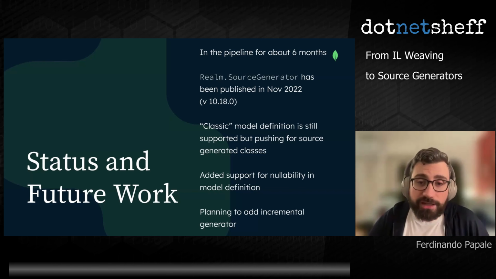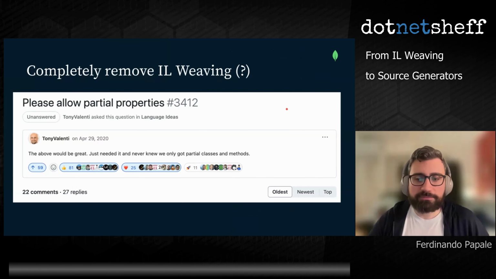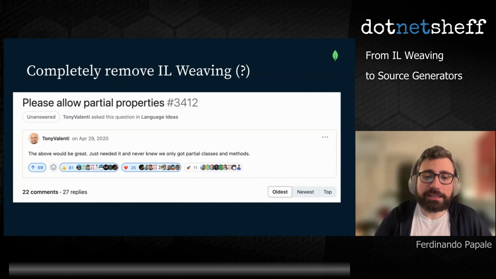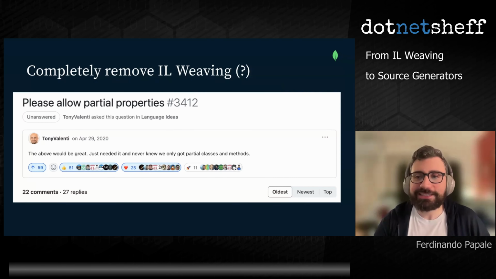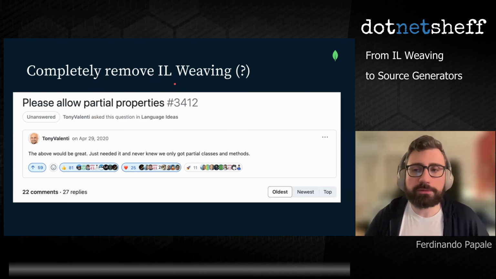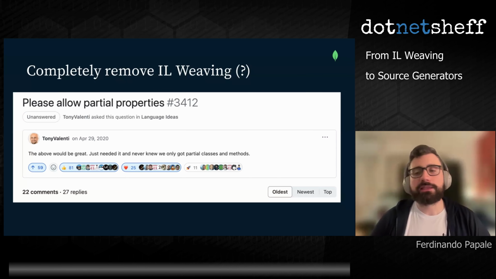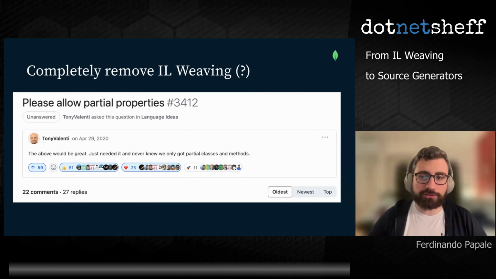There is another thing that we really love to do, but it unfortunately doesn't depend on us, and that is completely removing IL weaving. So this is something that is obviously not in our hands and depends on the language feature. But this would allow us to remove IL weaving because if developers could define partial properties, we could go and define the setters and getters with our source generator and we wouldn't need the weaver anymore.